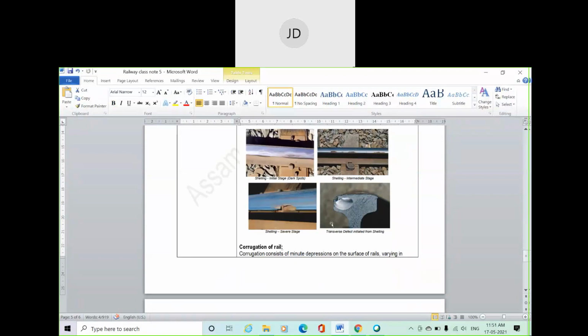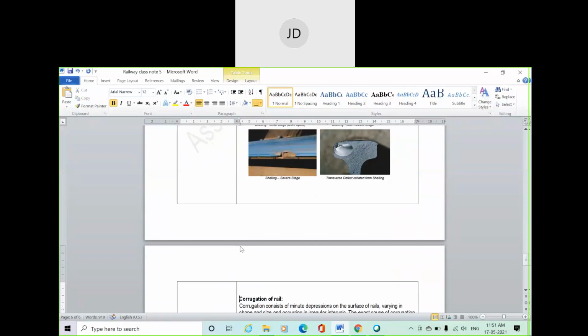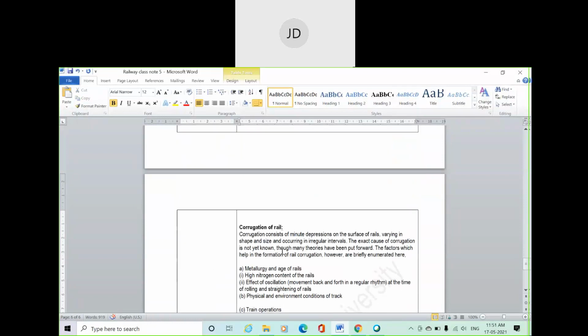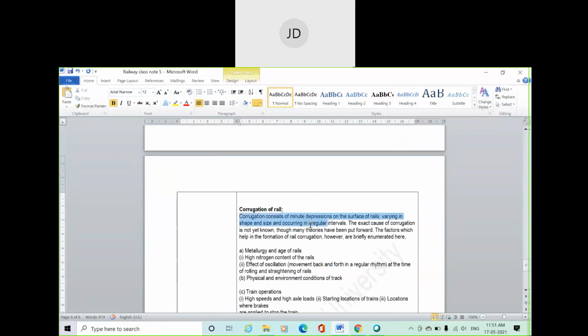And finally, you can say corrosion or corrugation of rail. Corrugation consists of minute depressions of the surface of the rail, varying in shape and size, and occurring at irregular intervals. The exact cause of corrosion or corrugation is not yet known, although many theories have been put forward.